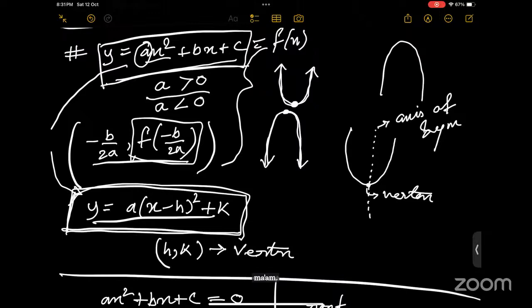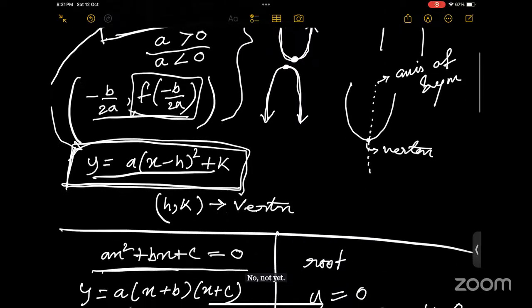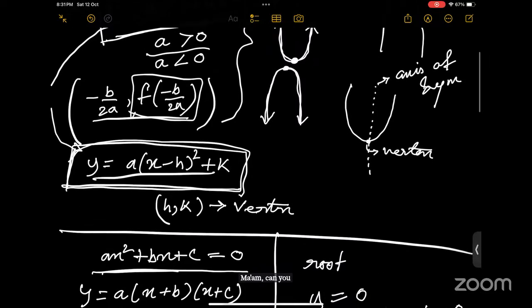Did you discuss the slope of a quadratic function? No, not yet. Okay, so can you explain the FOIL method?